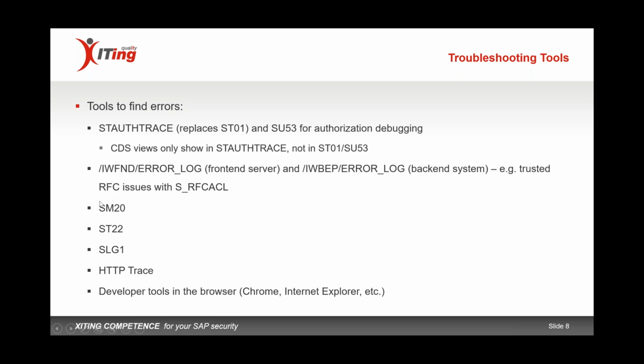Then there's different transactions as well, which are or should be known to us, like the system log SM20. If there's a dump, so let's say there's an issue with the program, if it dumps for whatever reason, that's still ST22, so still the same transaction. We can use the application log in SLG1 to find authorization problems with the application. That's still there. We can still use all the traces. Like I said, we can use STAUTHTRACE, the system trace, but we can also use HTTP trace. We can use SQL trace. We can use all those traces that were available.